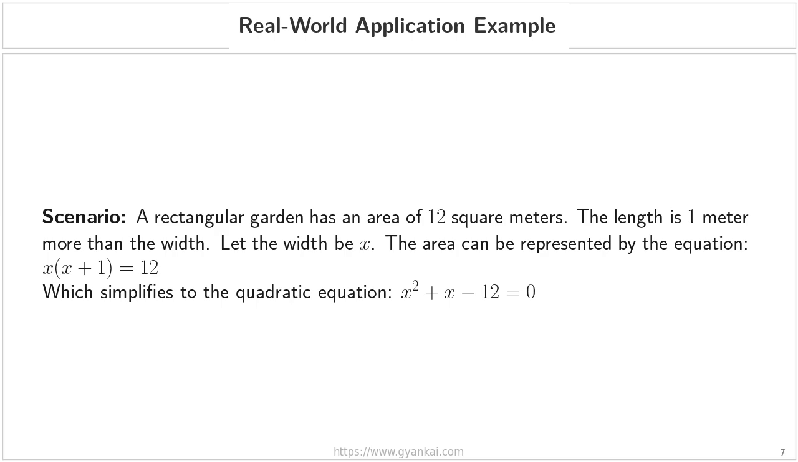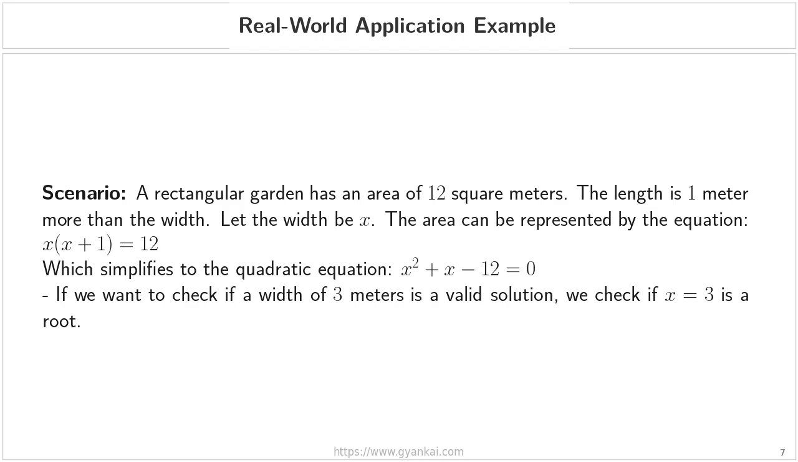Because the area of a rectangle is width times length, we can represent this situation with the equation x times the quantity x plus 1 equals 12. If we expand this by multiplying x into the parentheses, we get x squared plus x equals 12. By subtracting 12 from both sides to set the equation to 0, we arrive at our quadratic equation: x squared plus x minus 12 equals 0.